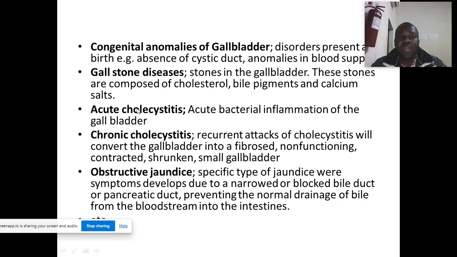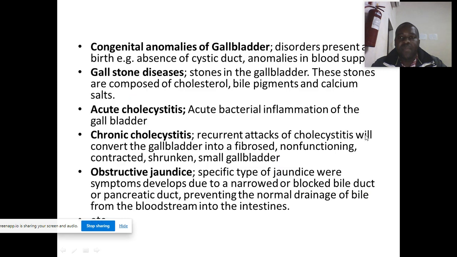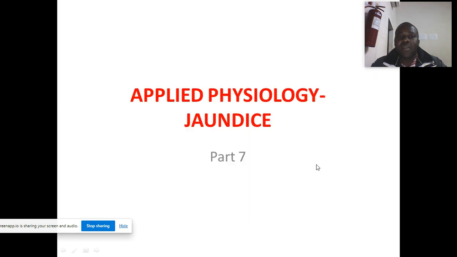There can also be acute cholecystitis. When you hear the word cystitis, this is inflammation, which is caused by bacteria. There can also be chronic cholecystitis, that is a recurrent attack of cholecystitis. And then there's obstructive jaundice. This is a specific type of jaundice where symptoms develop due to a narrowed or blocked bile duct. So let me talk about jaundice. That is now part three.